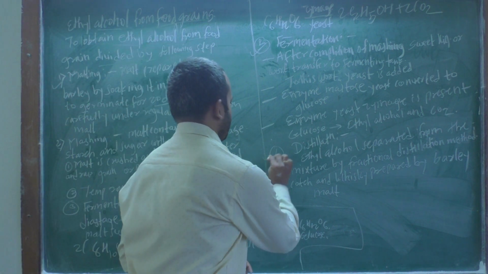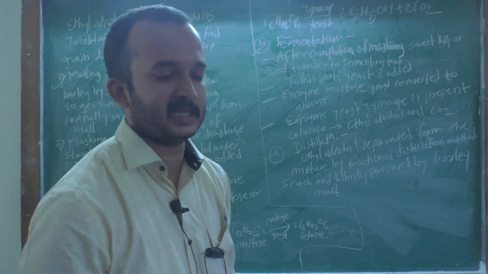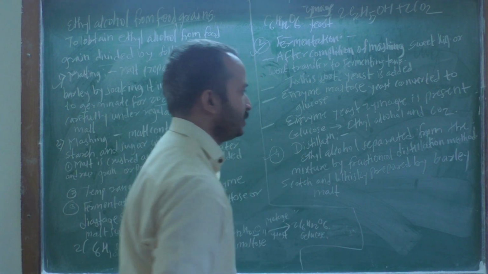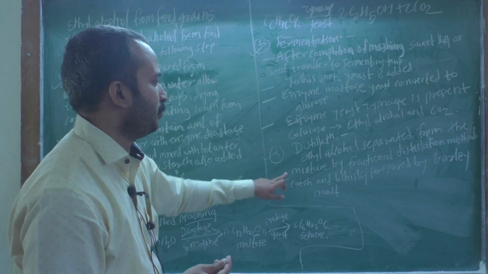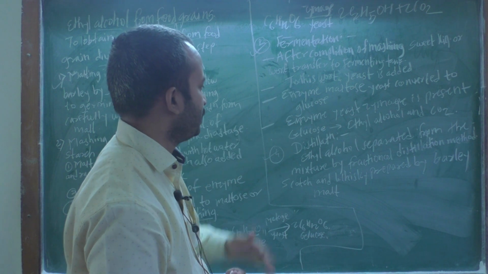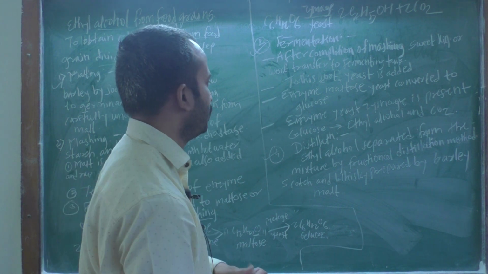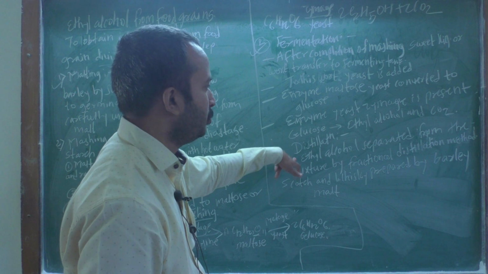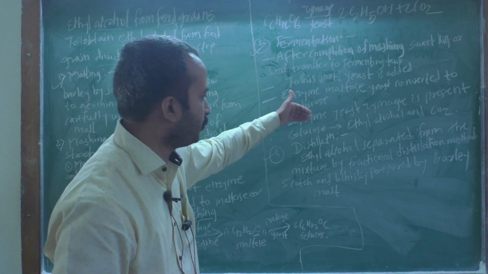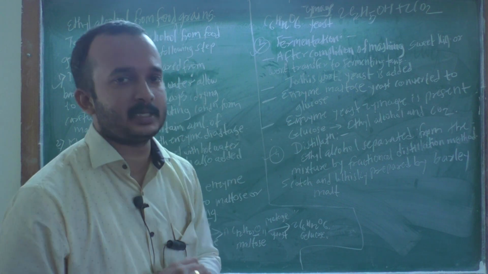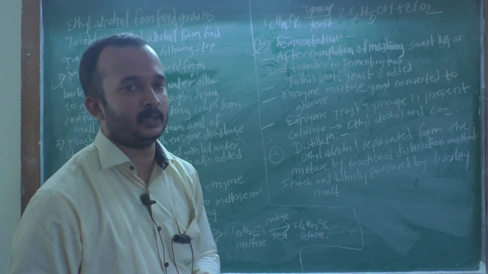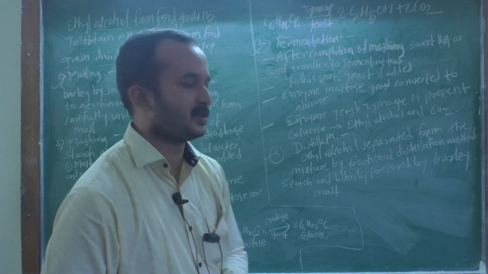And the last step is the distillation process. The ethyl alcohol is separated from the mixture by fractional distillation. After the fermentation process, the alcoholic component is formed, and you have to separate that alcohol from the mixture by the fractional distillation process.